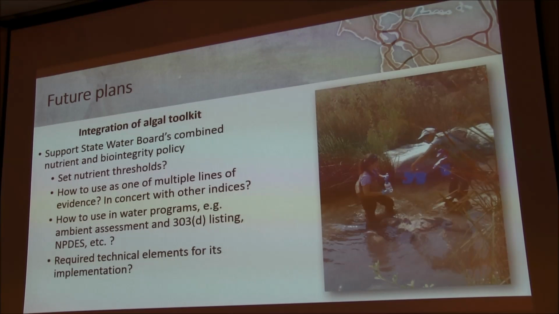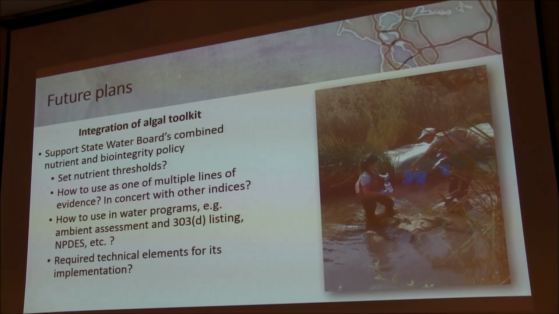And lastly, just a couple questions that we like having in the forefront of our minds when we're thinking about how to implement these tools into regulatory decisions and to share this information with our collaborators and different state and local partners. So how will our algal toolkit support the State Water Board's combined nutrient and biointegrity policy? So how are we going to be using this algal bioassessment data to set nutrient thresholds? How are we going to use it with other multiple lines of evidence, such as the California Stream Condition Index, and how are we going to interpret those indices together?